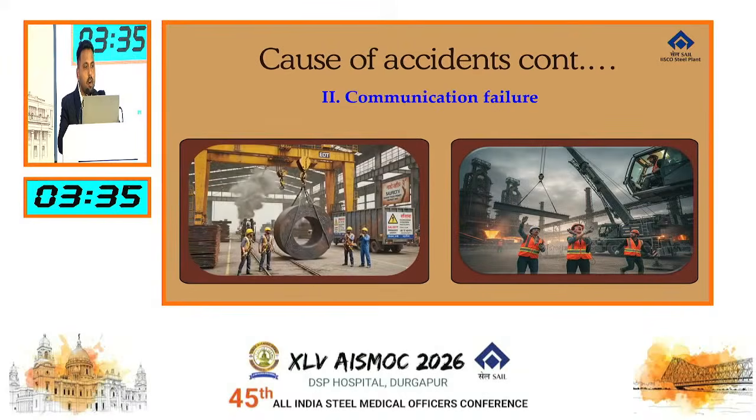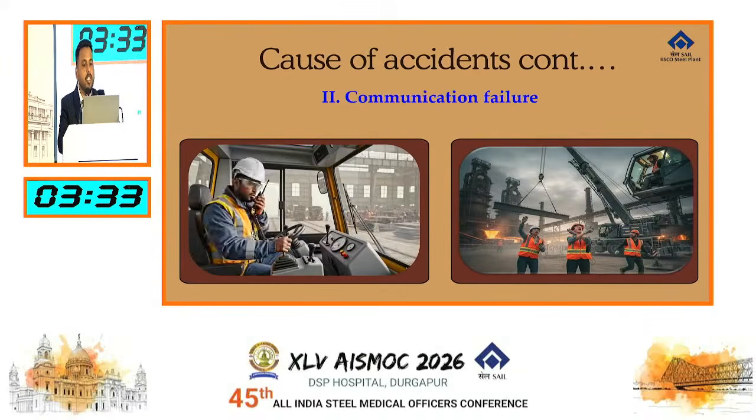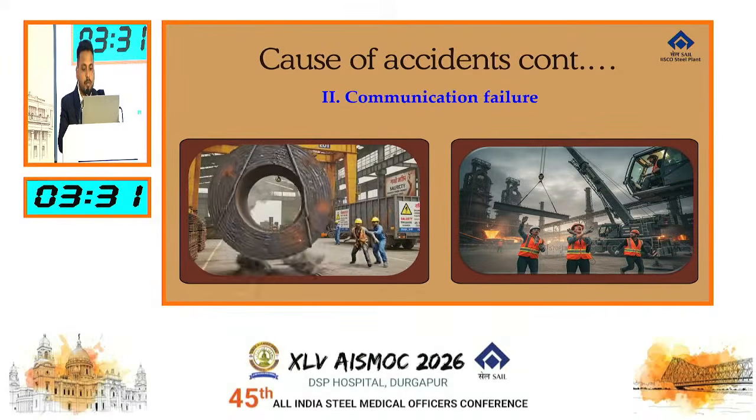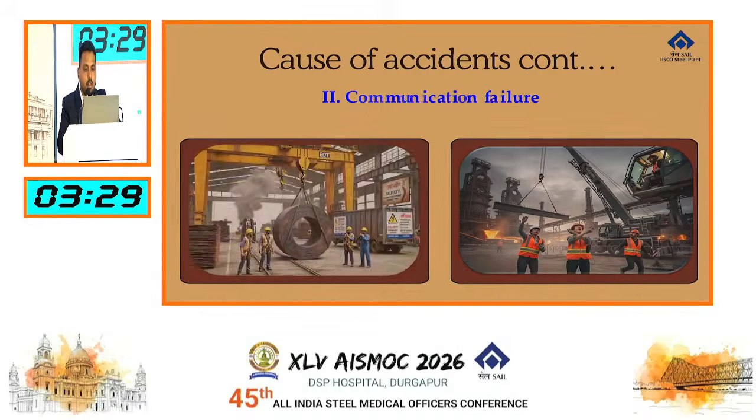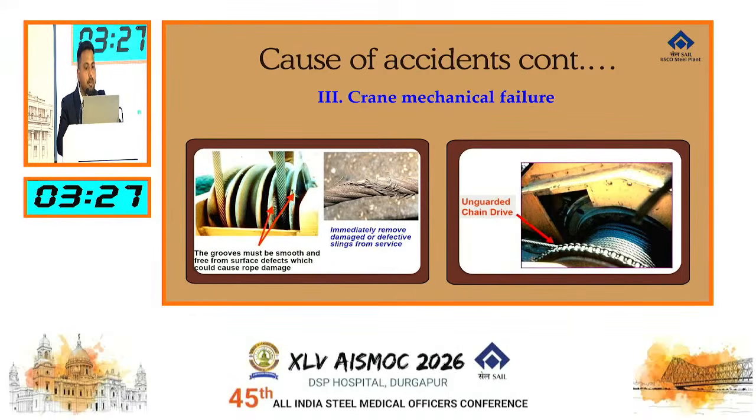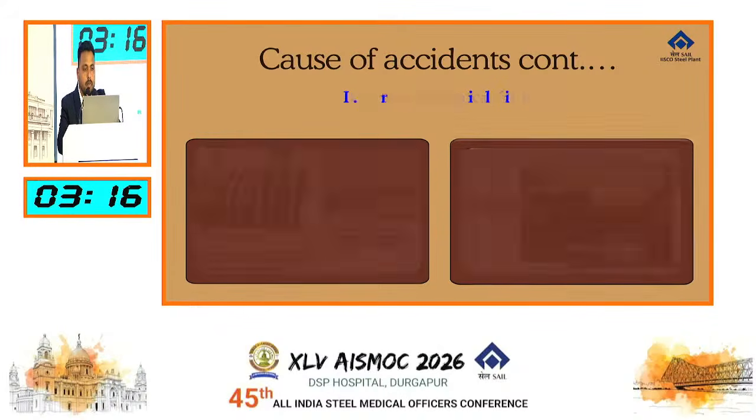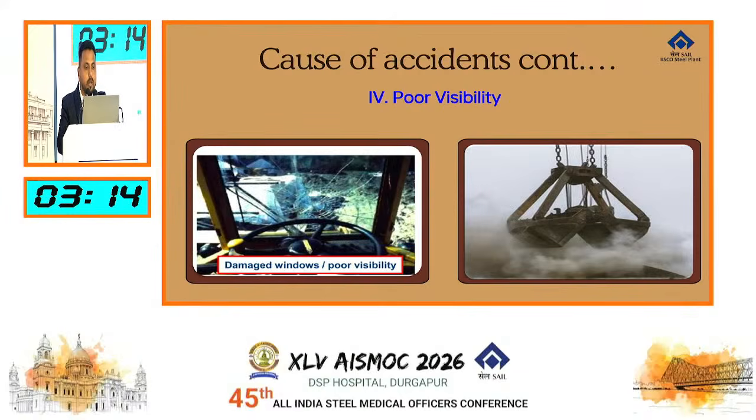The second cause after operator error was communication failure. The third one was crane mechanical failure. As can be seen here, irregular grooves and unguarded chain drive can result in these sorts of accidents by causing load dropping and equipment derailment. And the fourth one was poor visibility.